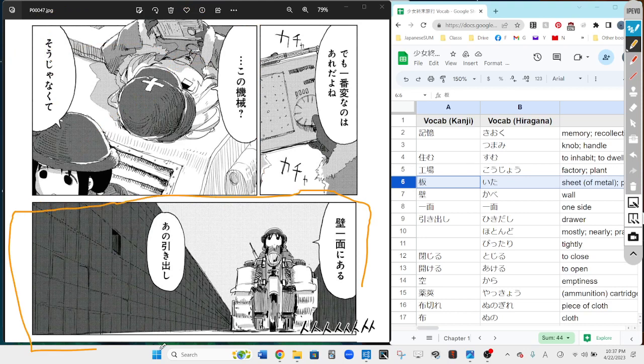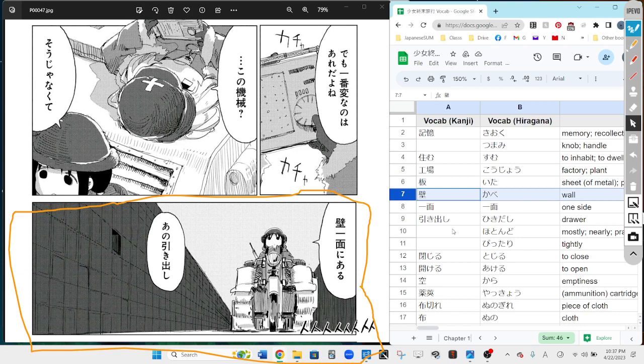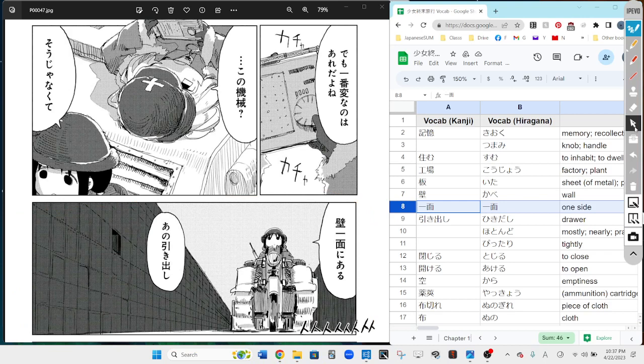Anthony, next two bubbles for you. Okay. Kabe ichimen ni aru ano hikidashi. So the first bubble says, on one side of the wall there's, one side of the wall is existing.